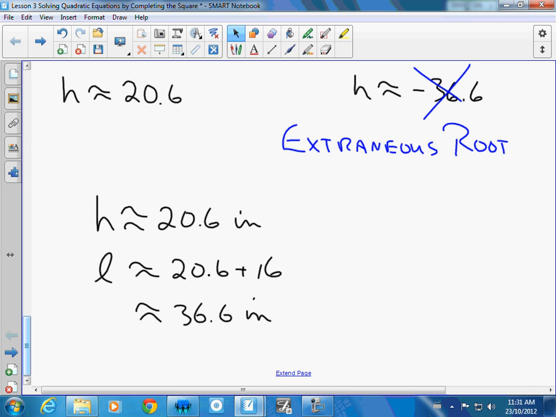So let's try to complete the square again. Now, guys, these completing the squares that we're going to do are going to get ugly.